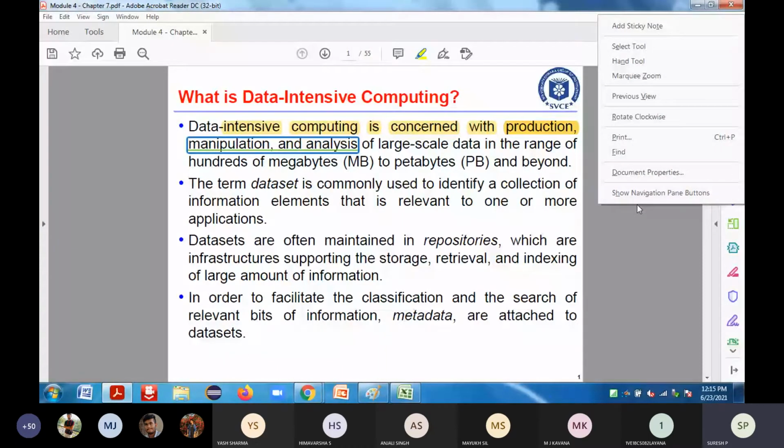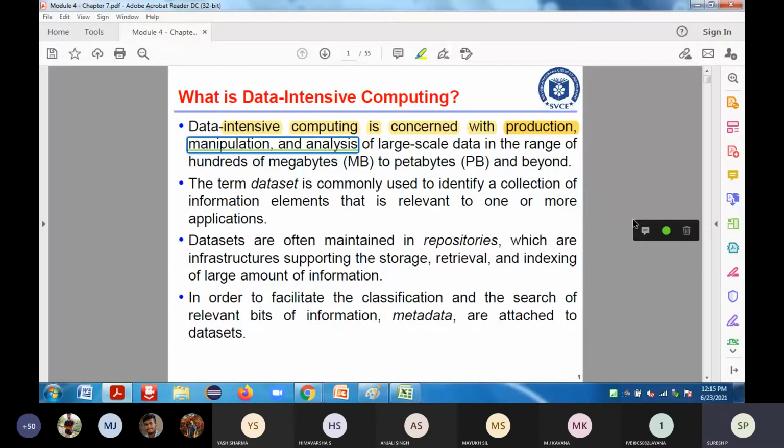In order to facilitate the classification and search of relevant bits of information, metadata are attached to data sets. So that means what? Metadata is nothing but data inside the data. If you want to have the classification and the search of the relevant information, assume that I have an image. Now I have to name that particular image, for example, cloud related image.